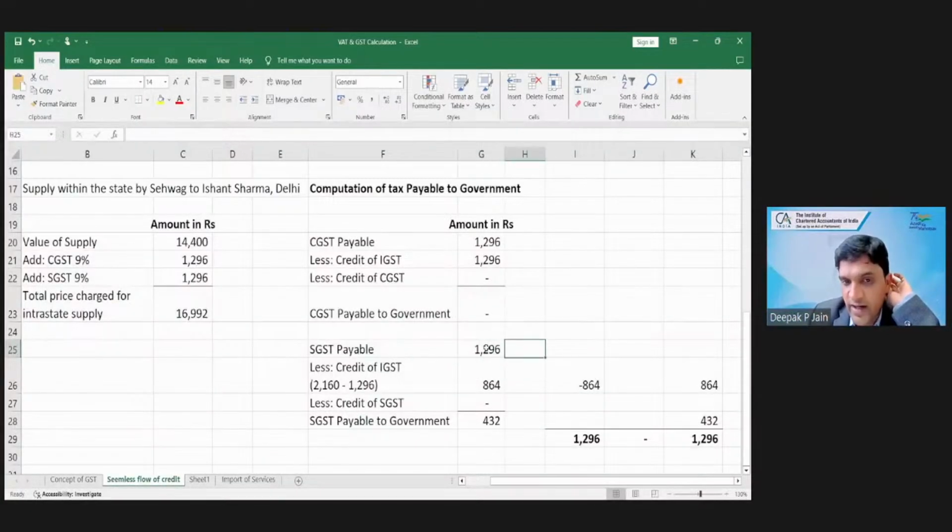$1,296 is my output tax of SGST, which is payable. Now, in this, I have credit of IGST. How much credit of IGST did I have actually? I had credit of 2,160. From that 2,160, I have utilized for my CGST payable 1,296. Balance, what is left out is 864 rupees. Clear with this?